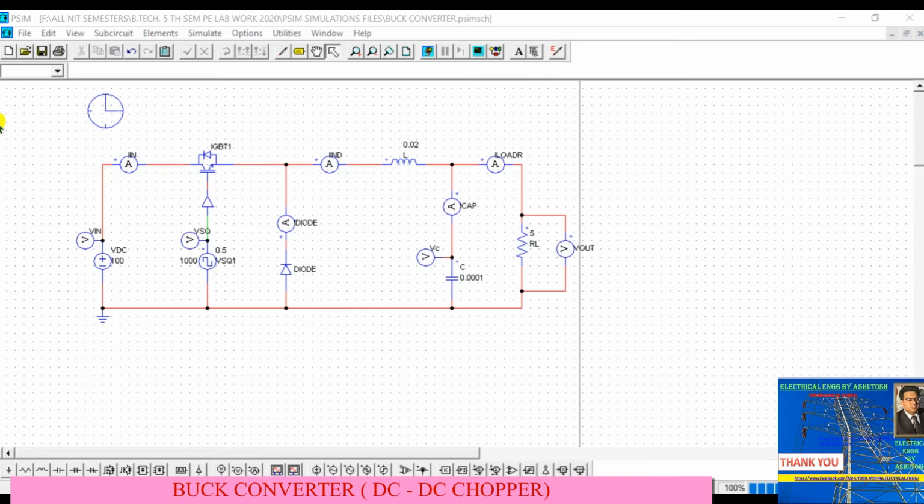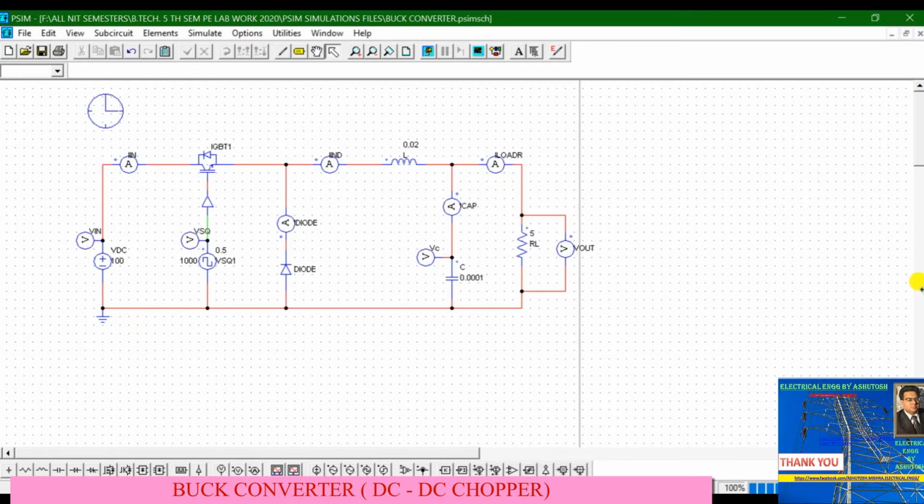I have prepared, drawn and constructed the circuit diagram over here using PSIM software. This is called a step down chopper or buck converter, and it reduces the input DC voltage to a specified DC output voltage. So basically guys, a typical buck converter is shown below.